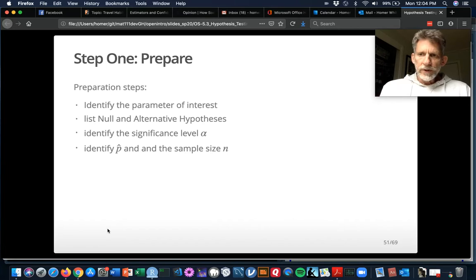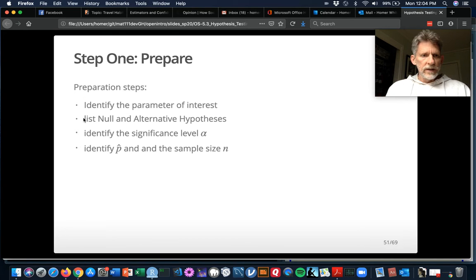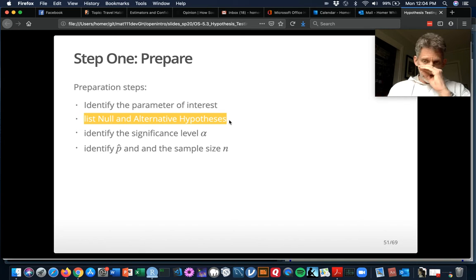When you undertake a test of hypothesis, your first step should be to prepare for the test. And preparation involves several things. You first want to identify the population parameter that you're interested in knowing about. Then you want to write out the null and alternative hypotheses, those views about the value of the parameter.